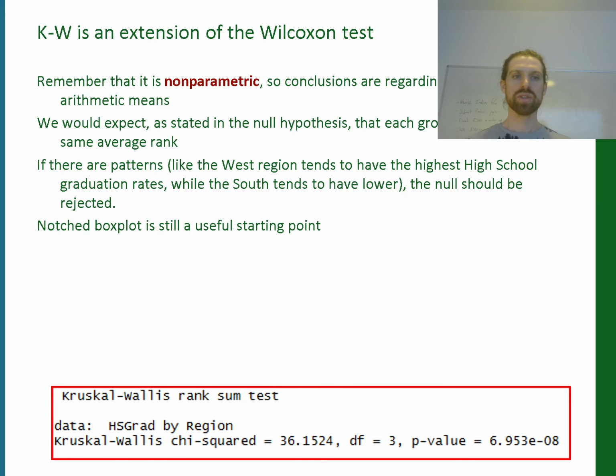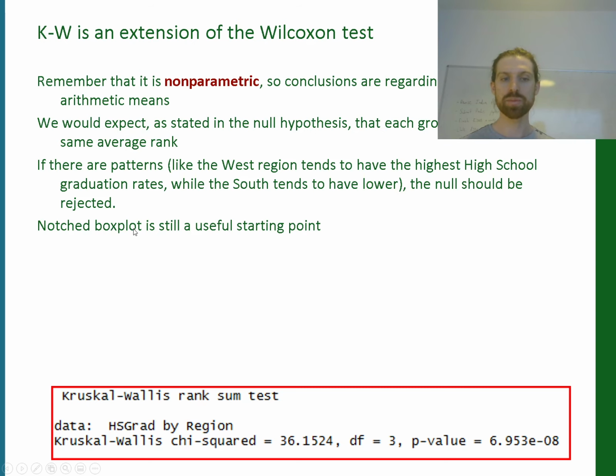Okay. So the Kruskal-Wallis test is an extension of the Wilcoxon test. Remember, it's non-parametric. Great, so that means that the actual ranks that we're getting are the mean of the ranks. It's not the arithmetic mean, so it's not continuous data. We would expect, as stated in the null hypothesis, that each group has roughly the same average rank. That's fine. Whereas obviously if we're getting very significantly different average ranks, then that would be indicative of them coming from a different population, okay? And so that would be an example. If there were patterns like we had in the previous example, the null would obviously then be rejected.